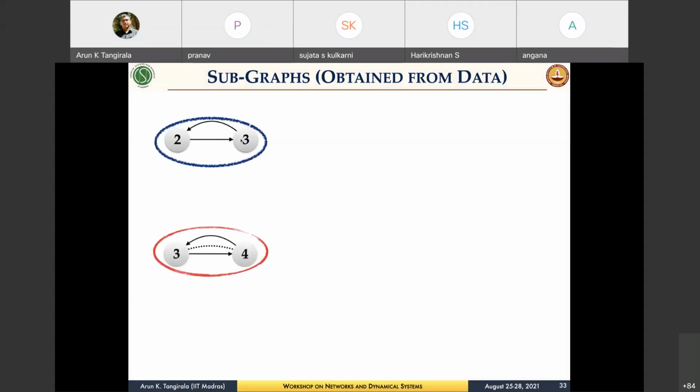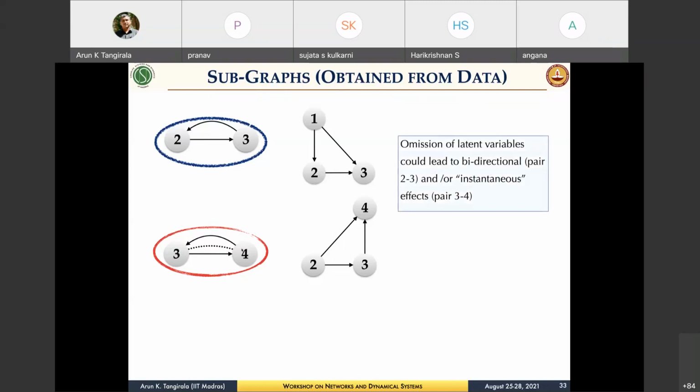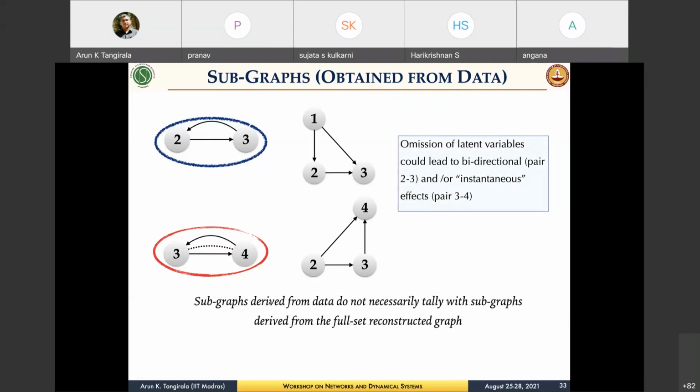Likewise, if you just take 3 and 4, what is happening is confounding here. You are suppressing the knowledge of other variables. Then you see the dotted line here represents instantaneous connection. That is also detected. And likewise, you get some graphical relationships or causal inferences that are not necessarily commensurate with the full graph that you have. I am not going into great detail, but the message is that the subgraphs derived from data do not necessarily tally with the subgraphs that you derive from the graph. They both have to tally.